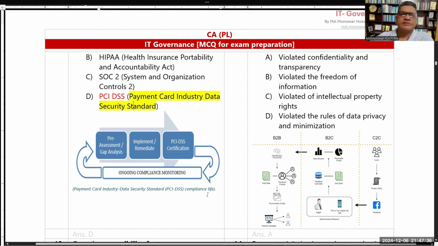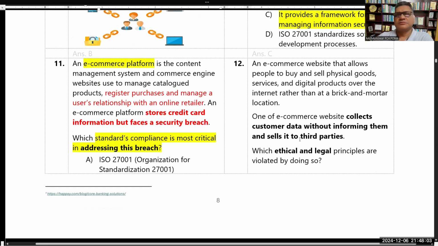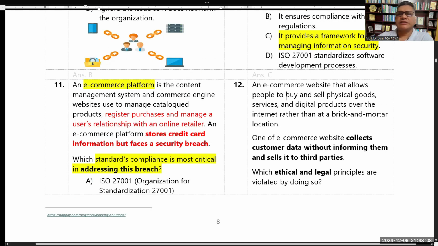So the PCI DSS compliance lifecycle is here. Through assessment and gap analysis, then implement or remediate, then PCI DSS certification, since ongoing compliance monitoring continues. Your answer is D.